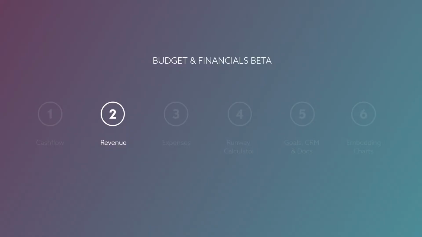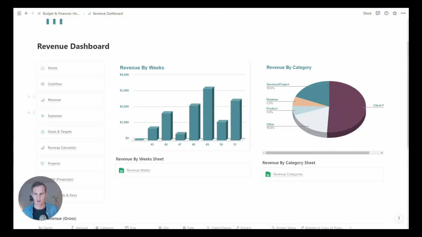So the 30-day cash flow is made up by our revenue and expenses and cash in bank, of course.